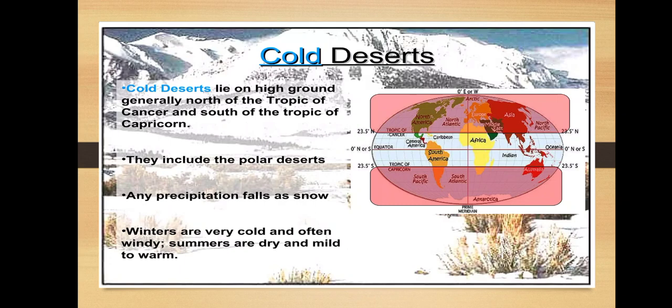We have also the cold deserts, which lie on high ground, generally north of the Tropic of Cancer and south of the Tropic of Capricorn. So, the upper portion of each tropic. They include the polar deserts. Any precipitation falls as snow. Winters are very cold and often windy. Summers are dry and mild to warm.